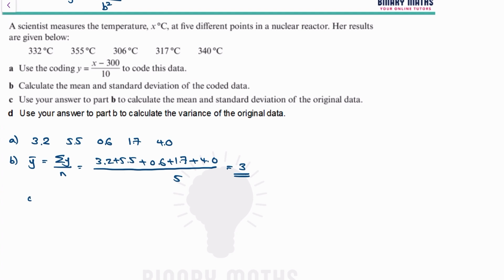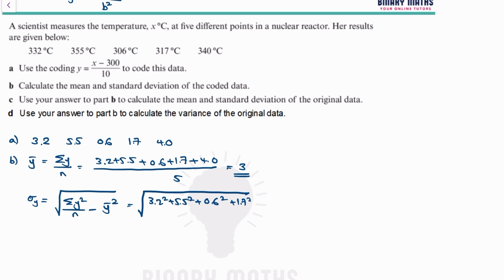Okay, and then now I need to work out the standard deviation of the coded data, which is sigma y, which is the square root of the sum of y squared over n minus y bar squared, which is equal to the square root of (3.2 squared plus 5.5 squared plus 0.6 squared plus 1.7 squared plus 4.0 squared) all over 5, minus 3 squared. And I end up getting 1.716974..., which is equal to 1.72 to 3 significant figures.